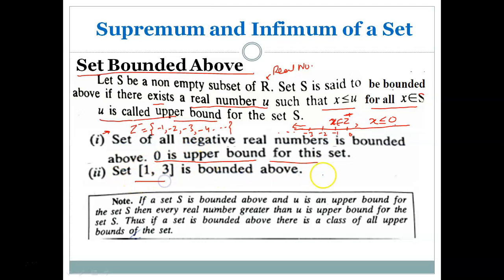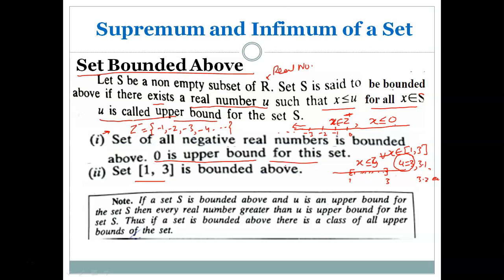Again, we talk about this set, the closed interval 1 to 3. In this set we have all the real numbers which range from 1 to 3, so this set also has an infinite number of elements. Can we find a real number such that all numbers in this set are smaller or maybe equal? Of course, we can consider u equal to 3, maybe 3.1, 3.2, etc. Suppose we take u equal to 3, then x is less than or equal to 3 for all x belonging to the interval 1 to 3. So 3 is an upper bound for this set and this set is bounded above.